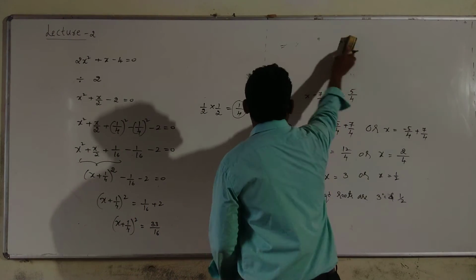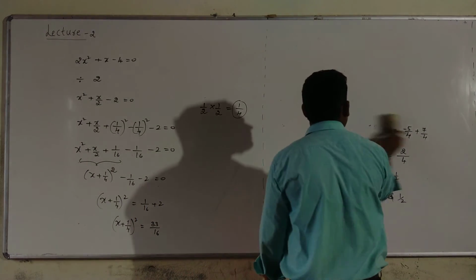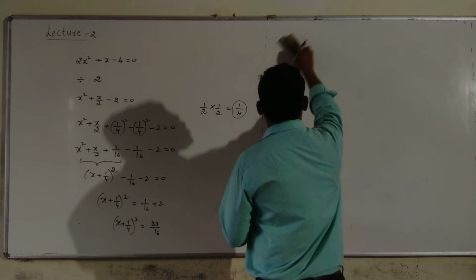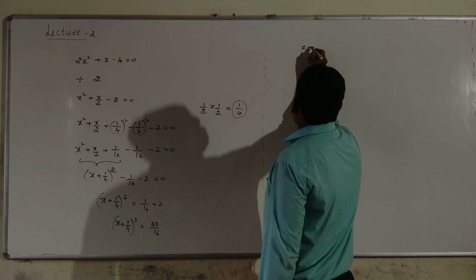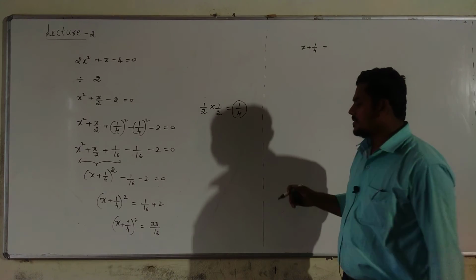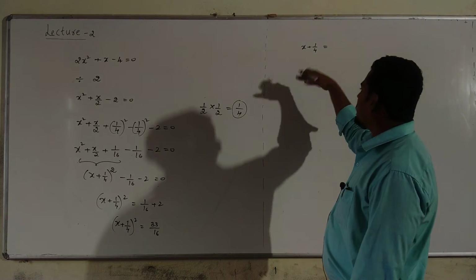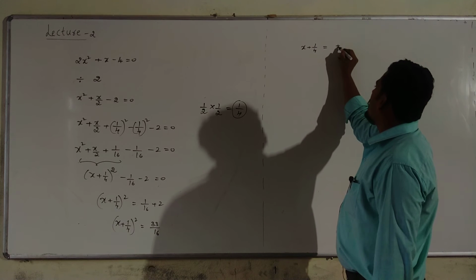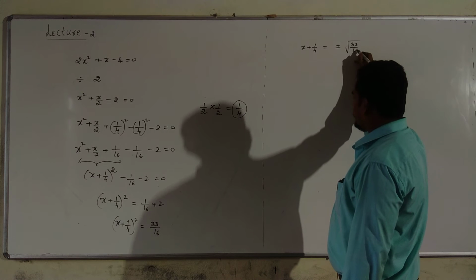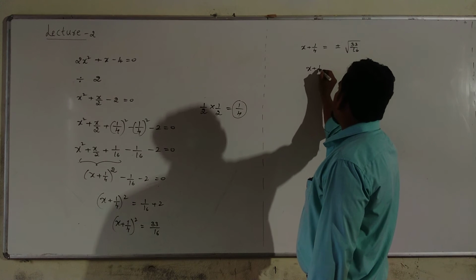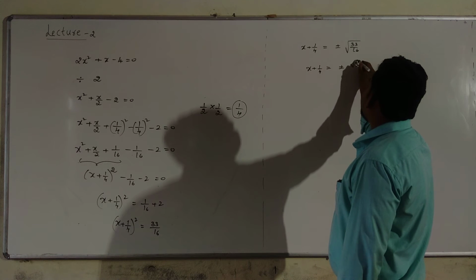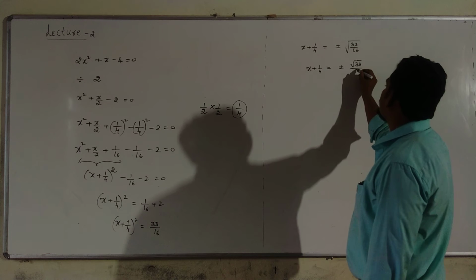Sorry, it is like x square equal to some value, then x equal to plus or minus square root of that value. So x plus 1 divided by 4 is equal to plus or minus square root of 33 divided by 4.